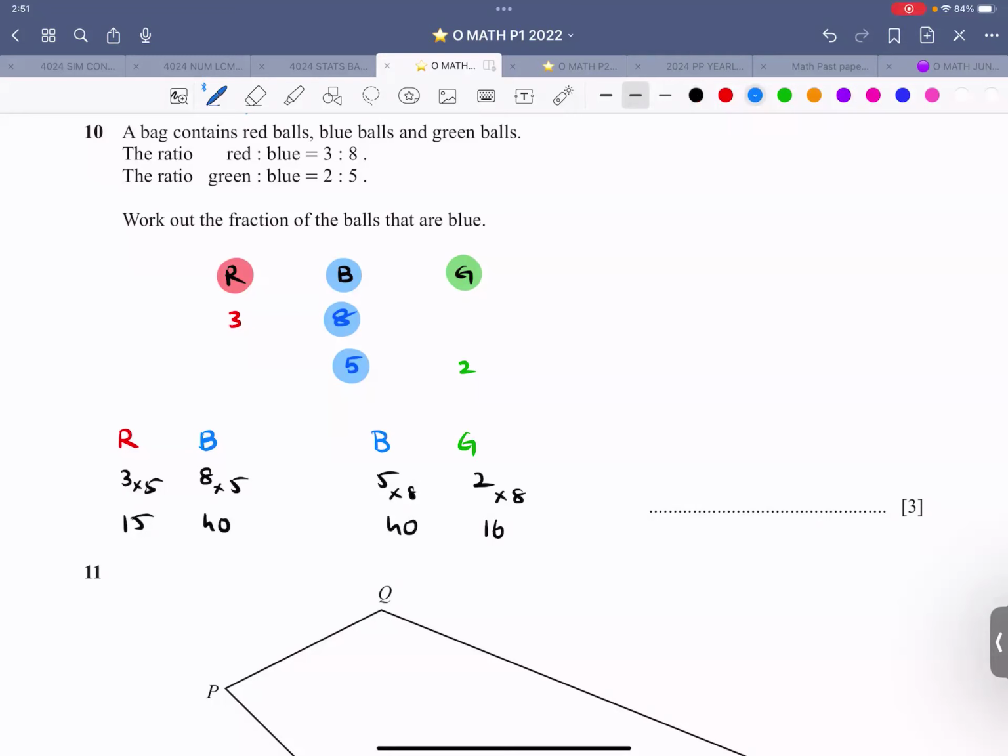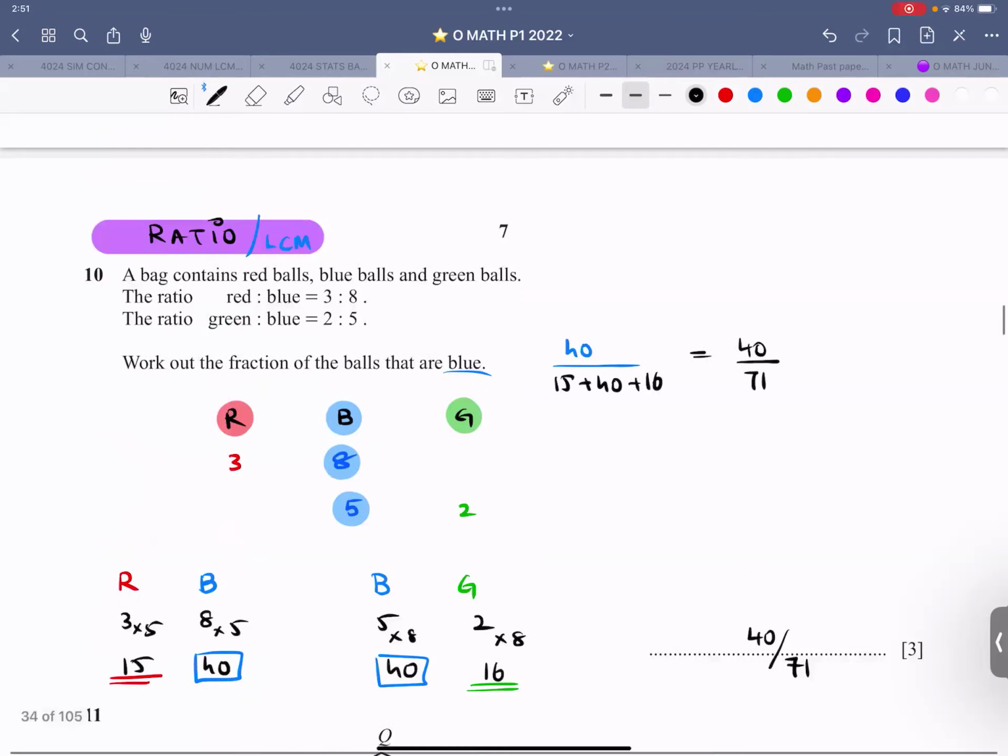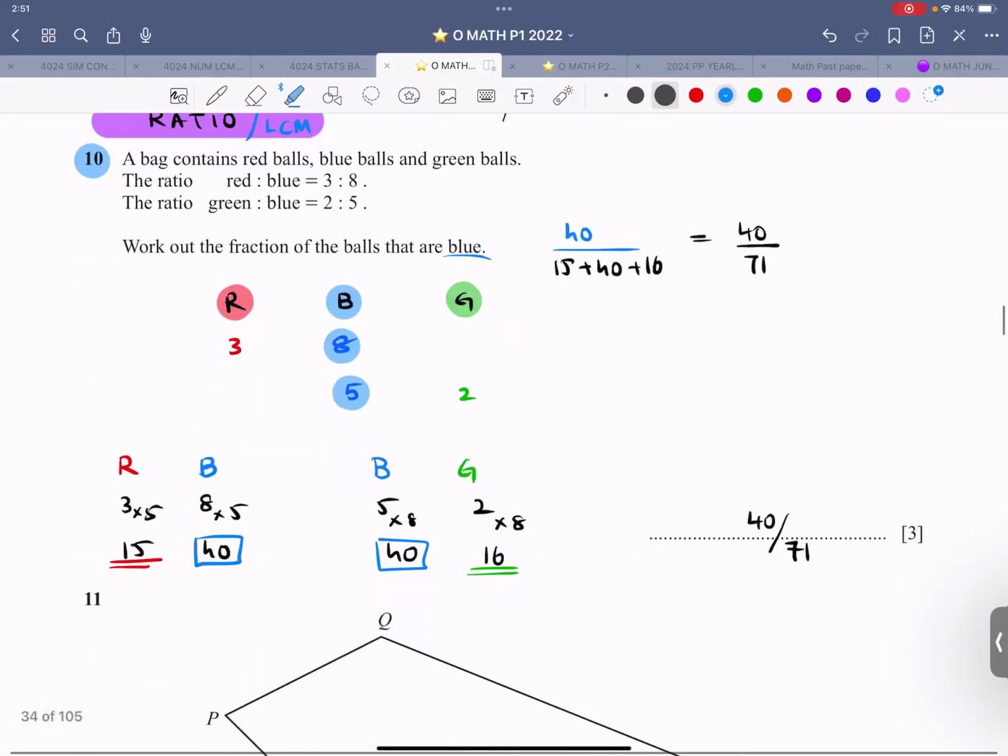Now we can create a difference. This 40 is common. Therefore, this is for red, this is for green, and we are looking for blue. So how many blues are there? That is 40 divided by 15 plus 40 plus 16. So 15 plus 40 plus 16 adds up to 40 plus 31, which is 71. So this answer is 40/71. So that's a very nice conceptual question related to a ratio. So that is about the blue color, and that's how this question is completed.